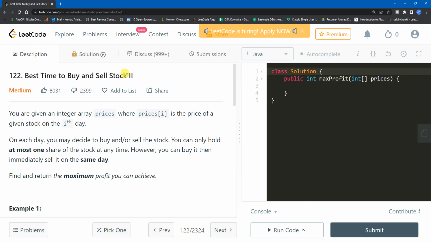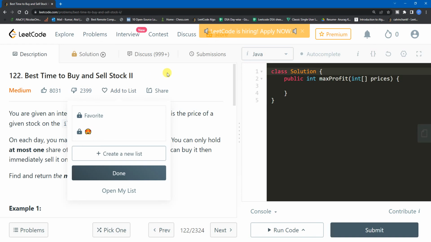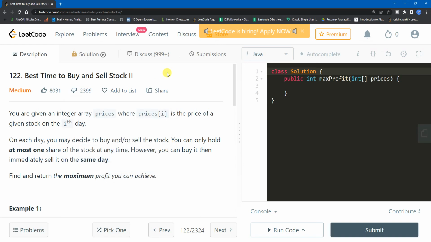If you already watched the previous video, you understand what the problem statement was. In the previous video, we had to buy the stock on a single day and sell it on the next day. Also, we could only buy a single stock. Then we had to calculate the maximum profit. But this problem is a little bit changed. It is a little bit different from the previous one.